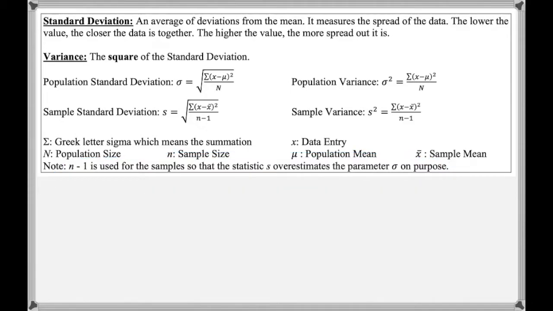And lastly, to get from the standard deviation formulas to the variance formulas, we just need to square them. And that will remove the square roots, and you will get these formulas.